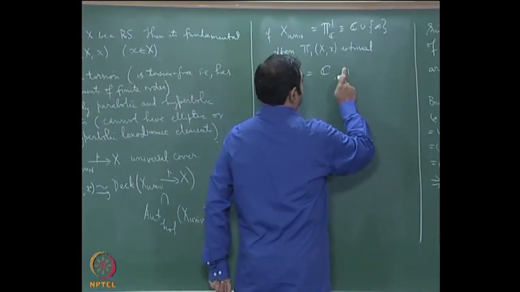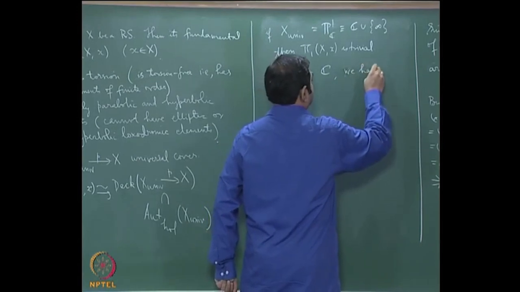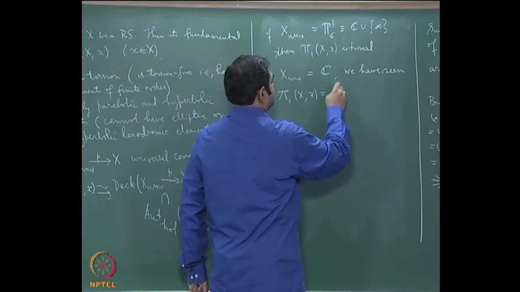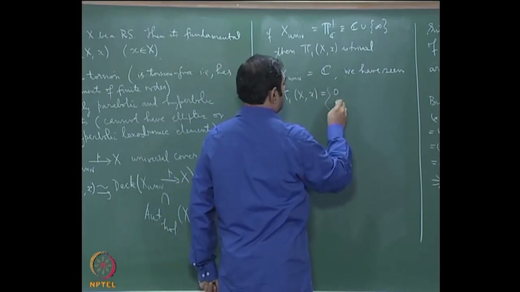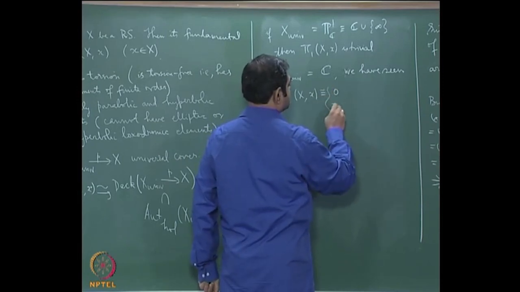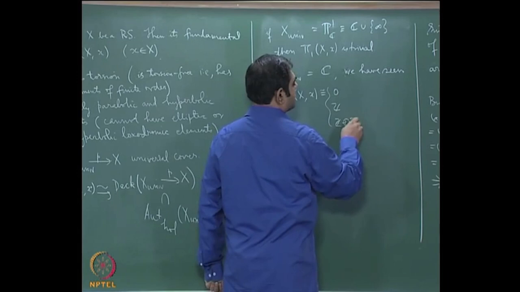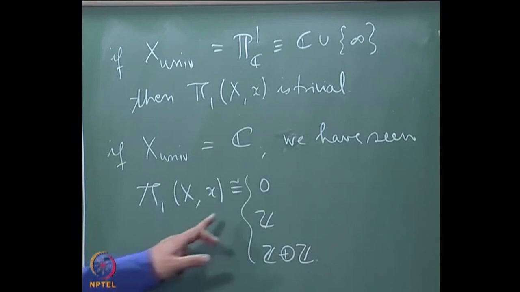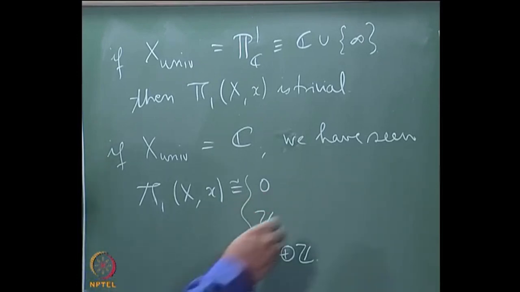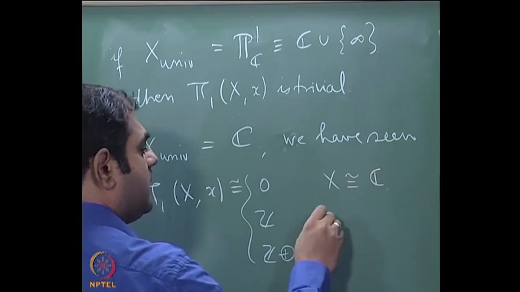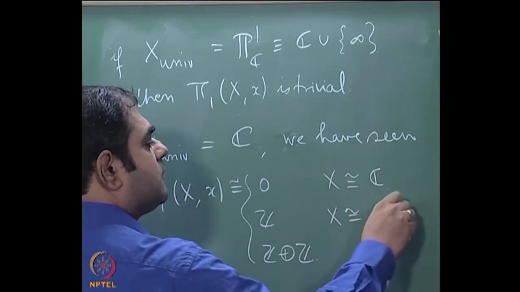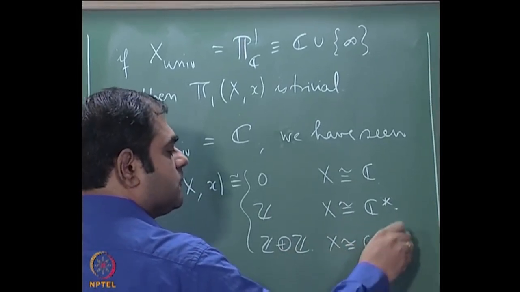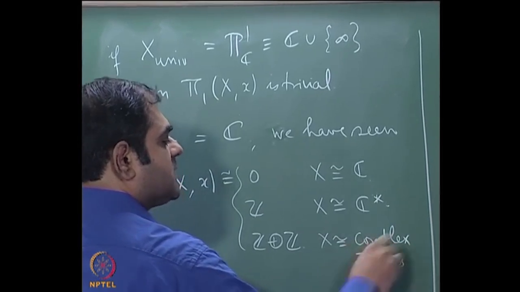Pi 1 of X comma x, we have seen, is either 0, or isomorphic to Z, or Z direct sum Z. These are the only 3 cases. And these 3 cases correspond to X isomorphic to C, X isomorphic to C star, and X isomorphic to a complex torus. These are the 3 cases.